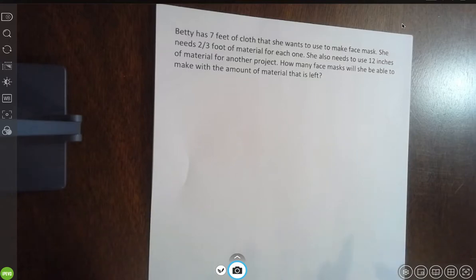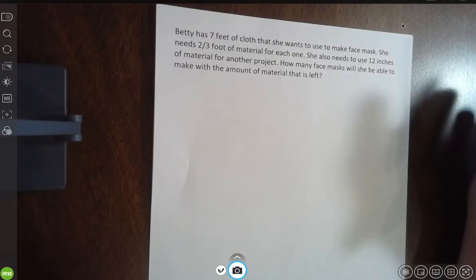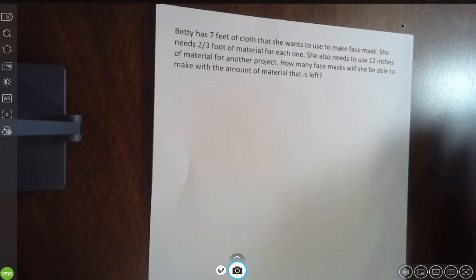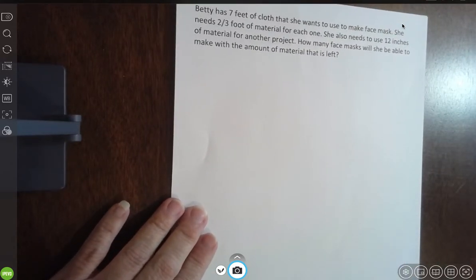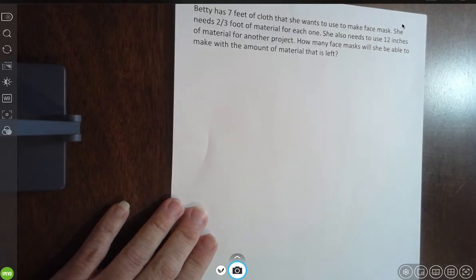So here we go. Betty has 7 feet of cloth that she wants to use to make face masks. She needs 2/3 foot of material for each one. She also needs to use 12 inches of material for another project. How many face masks will she be able to make with the amount of material that is left?